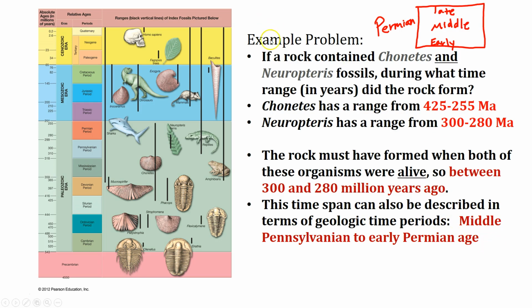So when we go through these processes, they're going to give you a picture. That picture is going to have two different fossil species, and then you're going to identify them, see when they lived, find that overlap, and then describe it in terms of time in numbers and time in geologic time periods.